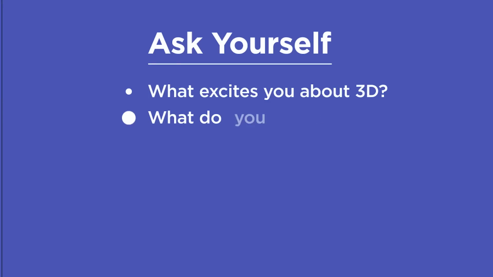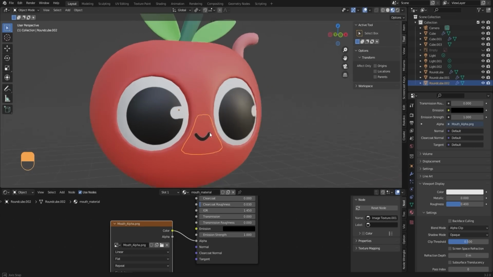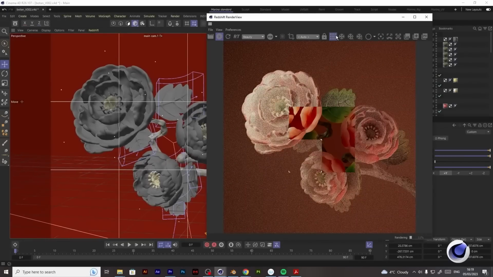Question number 2 is, what do you enjoy making? If realistic props bore you, maybe stylized characters are your thing. It's important to find out the things you don't like because that also helps you realize what you do like. And question number 3, what tools interest you the most? If lighting and rendering make you happy, then start there.